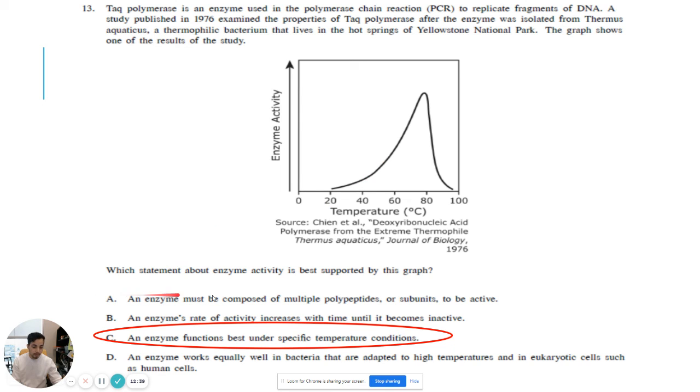It can't be A, because it says enzymes must be composed of multiple polypeptides to be active. It doesn't really talk about that. Enzyme activity increases with time until it becomes inactive. Okay, it doesn't become inactive, it just becomes denatured or destroyed. And then D, an enzyme works well in bacteria that is adapted to high temperatures. I mean, kind of, but even it doesn't work at 100, so it doesn't really make sense.